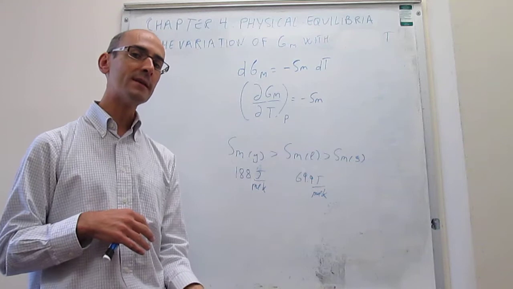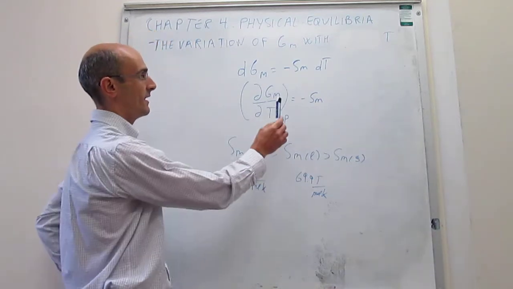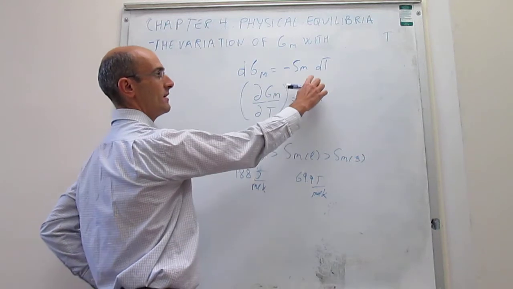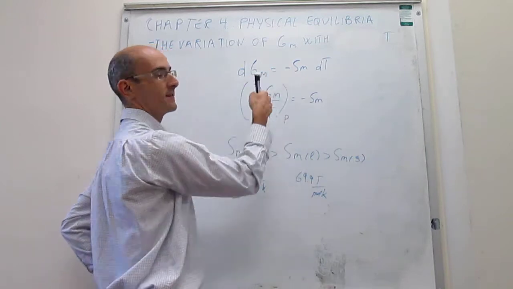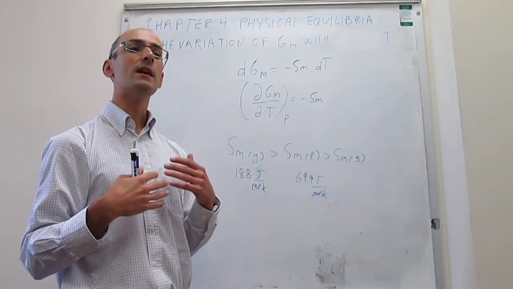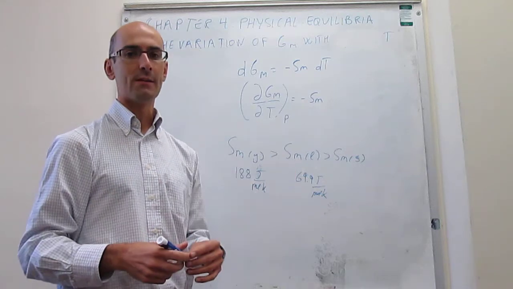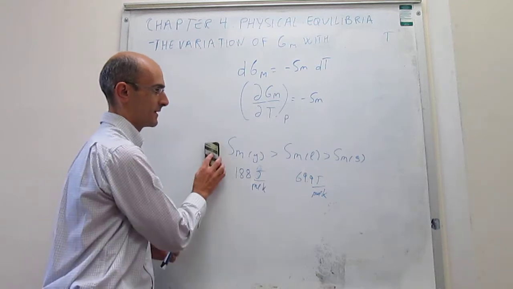That means that the molar Gibbs energy decreases with increase in temperature. You can verify that with this expression. You make this positive, then this is going to be negative, which means that the change in the molar Gibbs energy will be negative. And again, that means that when you increase the temperature, the molar Gibbs energy goes down. Okay, great. So what else can we learn about these things?